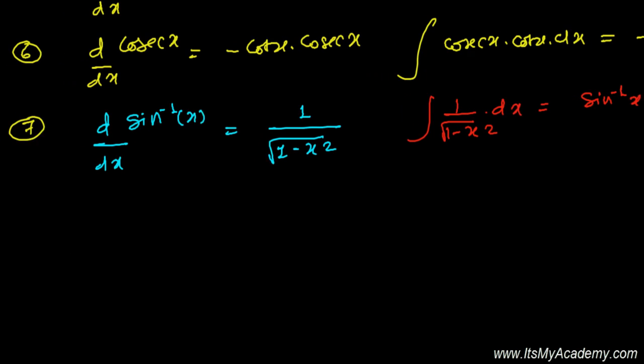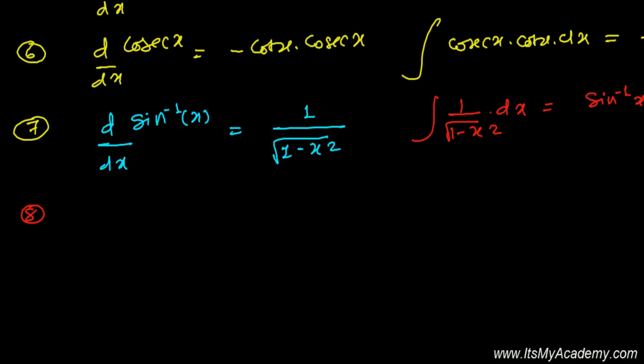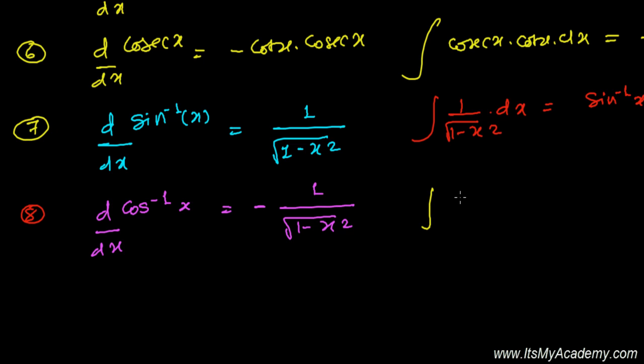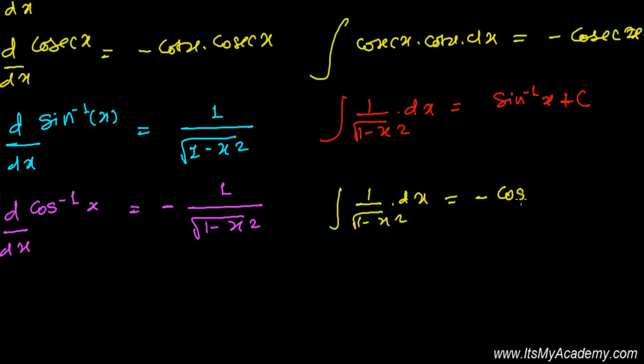The eighth one is the differentiation of cos inverse of x with respect to x, which will be 1 over root 1 minus x squared, having a negative sign. As it is the opposite process, the integral of 1 over root 1 minus x squared dx can be written as minus cosine inverse of x plus some constant.